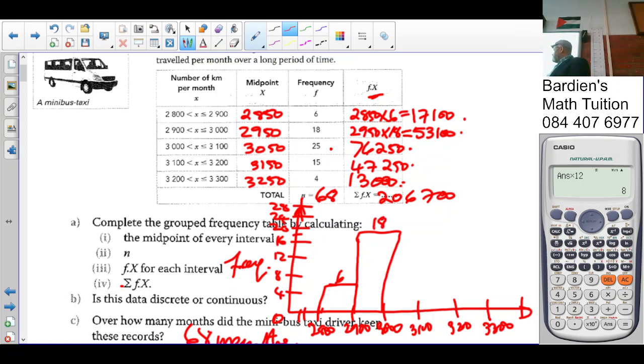Okay, but your graphs are going to look better than mine, not so? You guys have a ruler. No? Alright. The next one is 18. The next one, from 3,000 to 3,100, is 25. So that's the maximum there. So it's just over 24. As you can see, it's a little bit over that. Not so, that is 25 there.